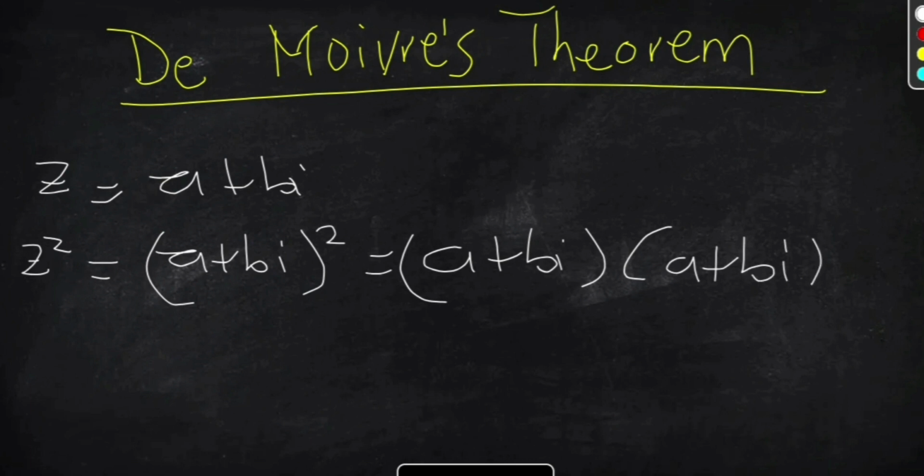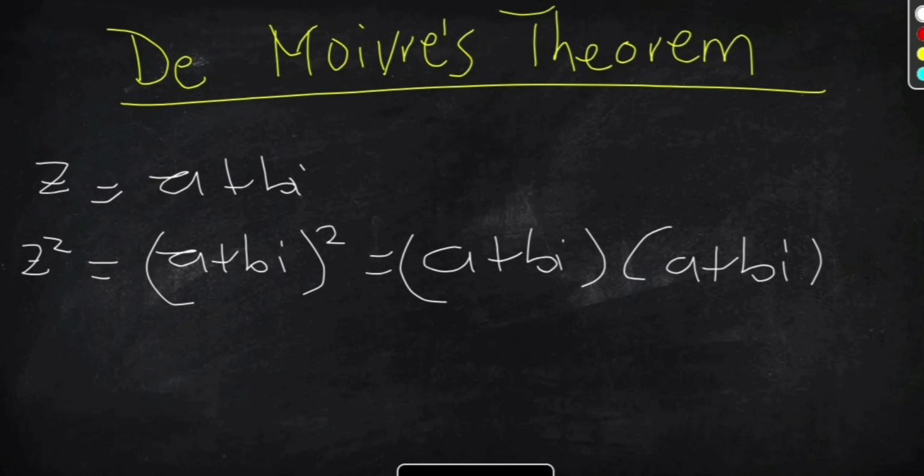What if you are given a higher exponent, let's say z exponent 8? It is very complicated to expand this. So that is when De Moivre's theorem comes in. What is De Moivre's theorem all about? De Moivre's theorem helps us to compute a complex number with a higher exponent.